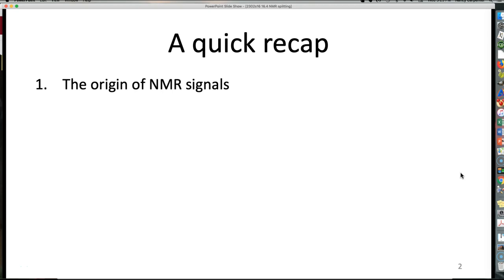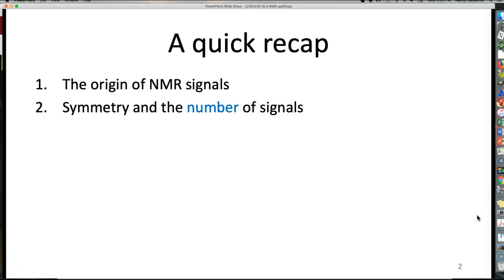We have learned where NMR signals come from, that they're basically about little spinning magnets that can absorb radio frequency radiation, and that we can tell how many different sets of signals will appear in an NMR spectrum just by looking at the symmetry and the environment in which those hydrogens or carbons or whatever NMR active nuclei you're thinking about reside within this molecular glob of electron density that is a molecule.